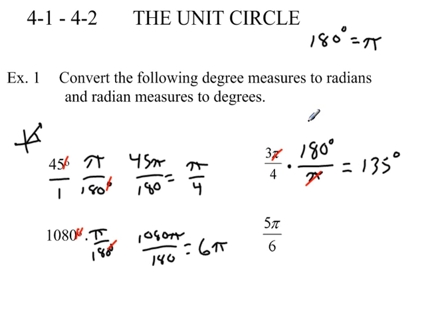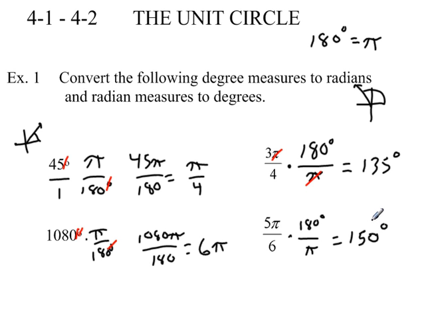And here's another way of thinking about that. 3 pi over 4 is 3/4 of the way to a straight line. Okay, so it's 3/4 of 180, which is 135. Same thing down here. We can multiply by 180 degrees over pi. And really, this is 5/6 of the way to 180, which is 150 degrees.